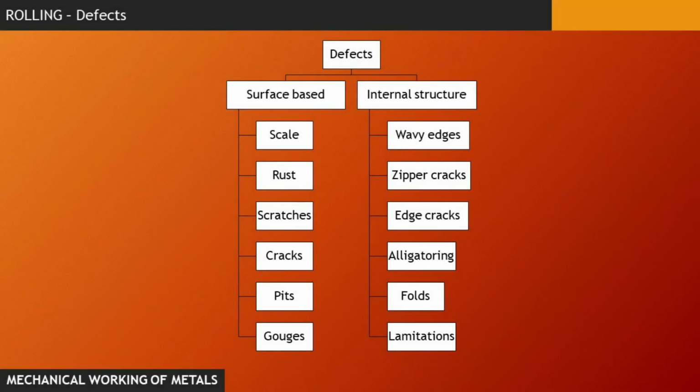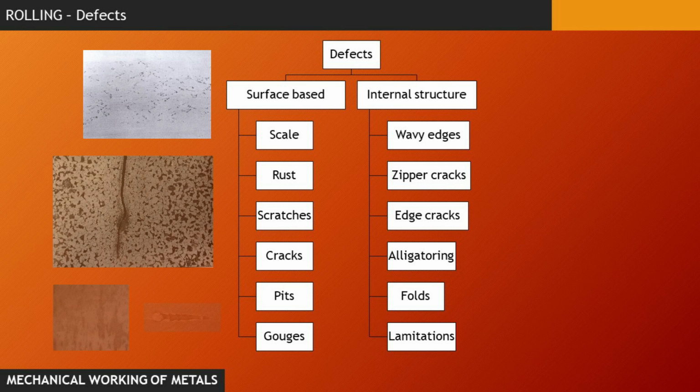There are two types of defects which can be observed in rolled products. First is the surface defect and second is the internal structure defect, out of which the surface based defects can be noticed or can be monitored by naked eye. These kinds of defects include scale, rust, scratches, cracks, pits and gouges.